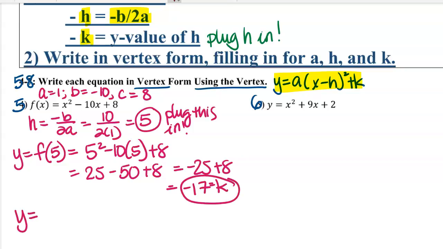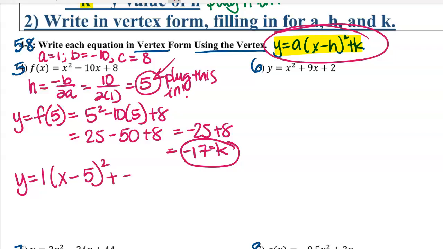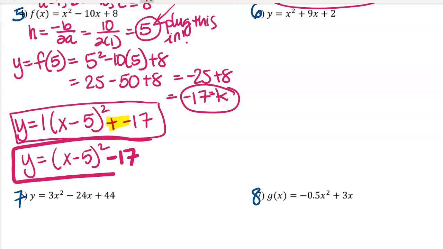So let's fill it in. We want it to look like this, right, guys? So the a value is 1 times a quantity of x minus the h value, 5, quantity squared. And then the k value is negative 17. We can box that up. Or normally, if a is 1, we really don't write that in the front, students. And whenever we have a plus or a minus, we go back and just make it a 17. And then box that up. So this or that is perfectly okay.